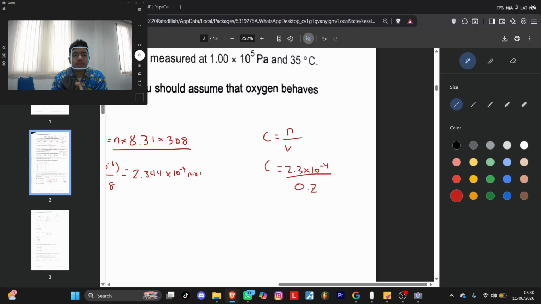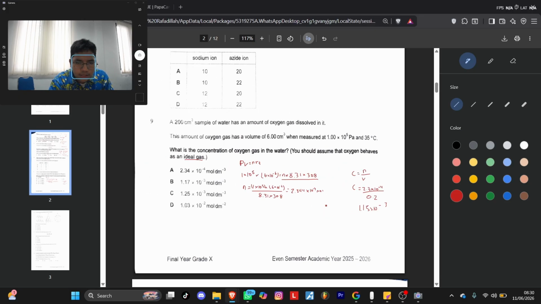Okay, we use the calculator again. 2.3 times 10 to the power of minus 4 per 0.2 equals 1.15 times 10 to the power of minus 3. Okay, is it right? Let me check the answer. So the closest is B.